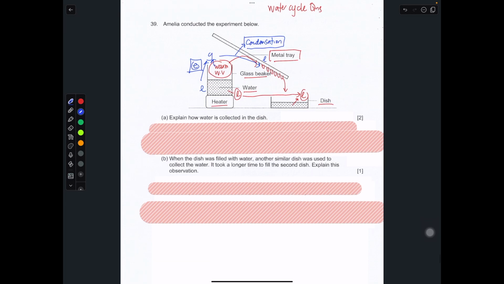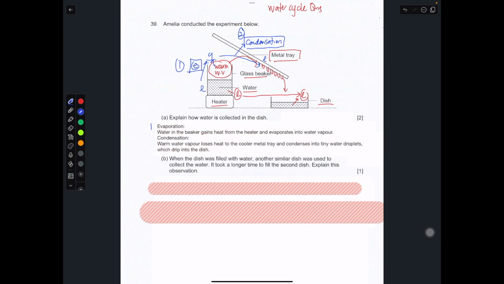Okay, so there are two parts, evaporation and condensation. Explain how the water is collected into the dish. So I'll elaborate the steps, part 1 and part 2. On part 1, this will be evaporation. The water inside the beaker, so I'll state where it is from, gains heat from the heater, evaporates into water vapor. So there are actually 4 parts: where it is from, the heat transfer process, where the heat is gained from, and evaporating into water vapor. Okay. Next, the condensation: the warm water vapor, which comes from the evaporation process, loses heat to the cooler metal sheet. Okay. The word cooler must be stated.